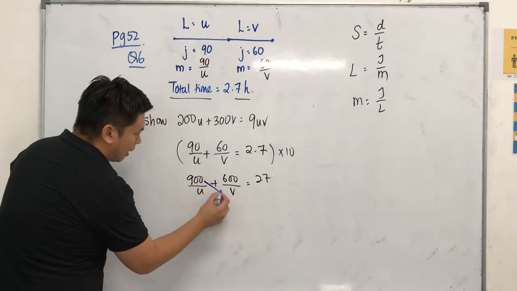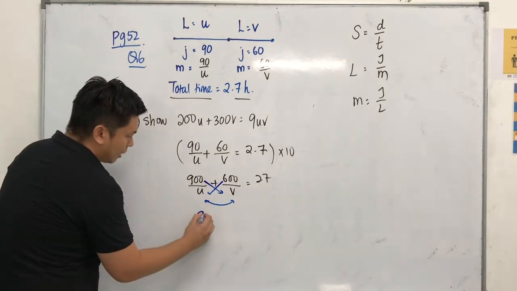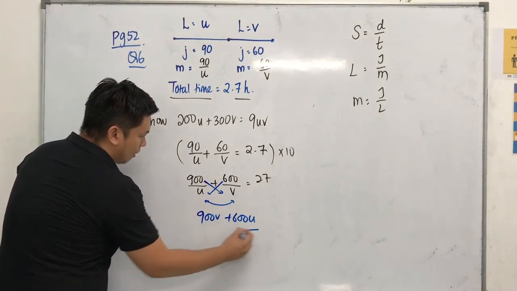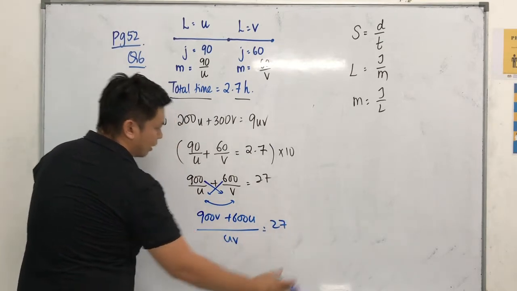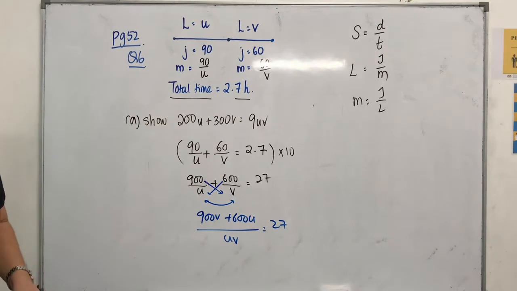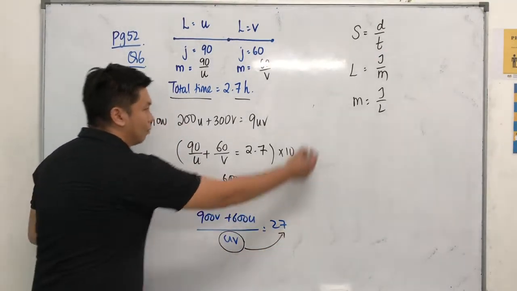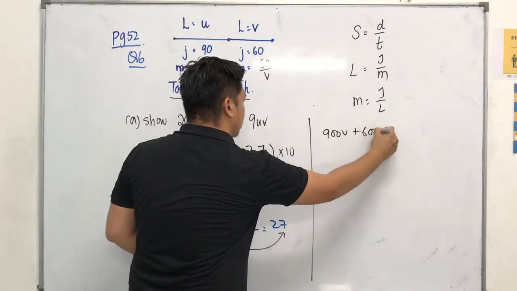So sekarang apa nak buat? I have to try and simplify this particular thing. 900v plus 600u, and then everything divided by uv is equals to 27. Then you will continue with your uv, pindahkan ke sebelah kanan. So over here, kamu akan dapat 900v plus 600u is equals to 27uv.